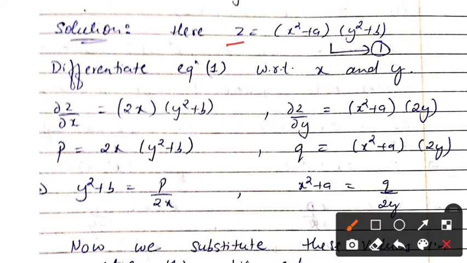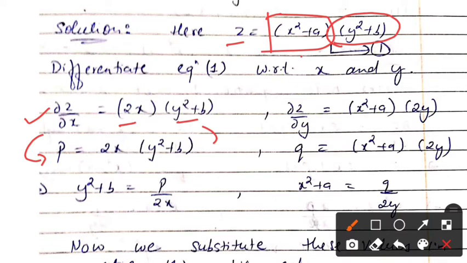First I am differentiating with respect to x. Since there is no x in the term (y² + b), it will be considered a constant and I will keep it as it is. Now I will differentiate the portion x² + a. The differentiation of x² is 2x and the differentiation of a is 0. ∂z/∂x can be written as p, and I am writing the whole term as it is. Now I have to remove a and b. So I will keep y² + b and find its value. So this can be written as p/2x.